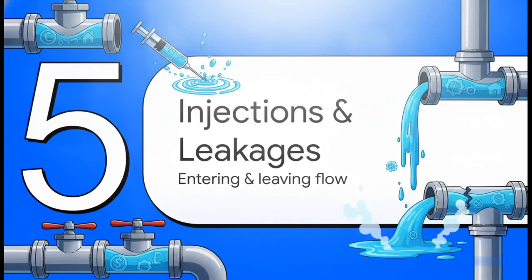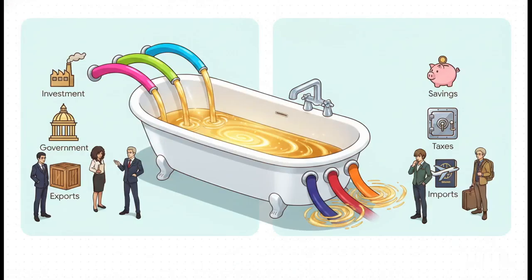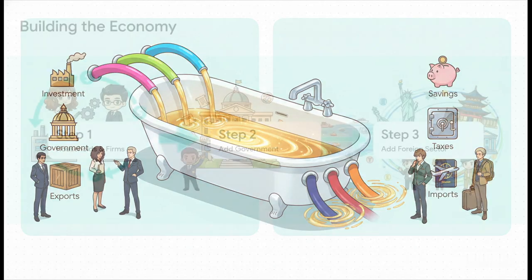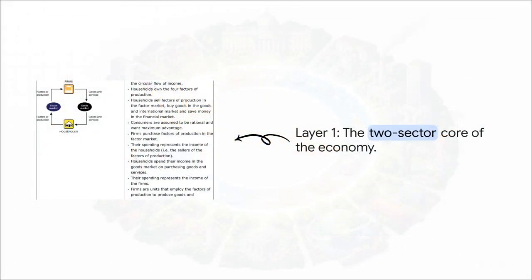Part 5. Injections versus leakages. Let's bring back our plumbing analogy to see how this immense system gains and loses its vital fluid. For our city's economy to stay stable and robust, in its most basic form, households sell their factors of production to firms to earn an income. Then they turn right around and spend that exact same income buying goods and services from those very same firms.